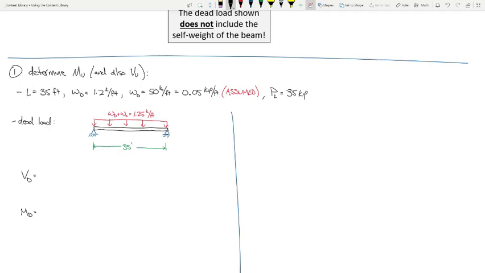WL squared over 8. In this case, the W is WD plus W naught, L squared over 8, which is 1.25 kips per foot, 35 feet squared over 8. And what is that?